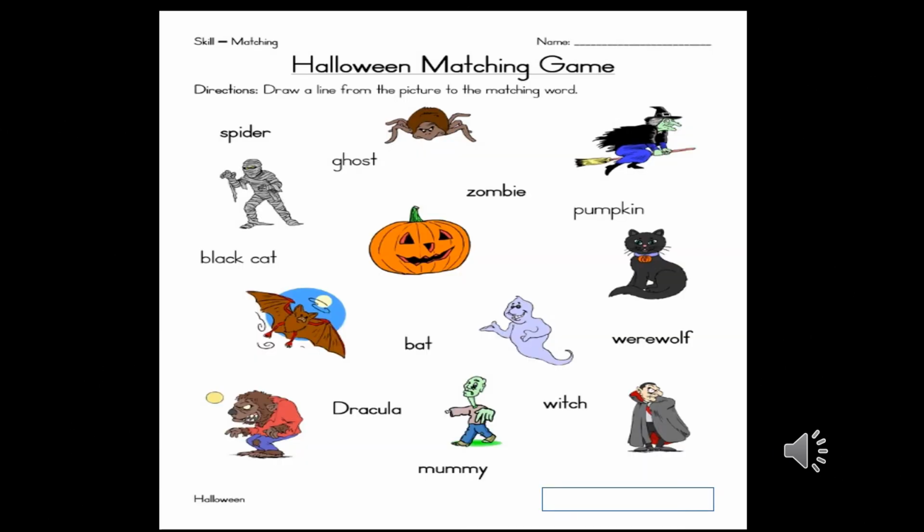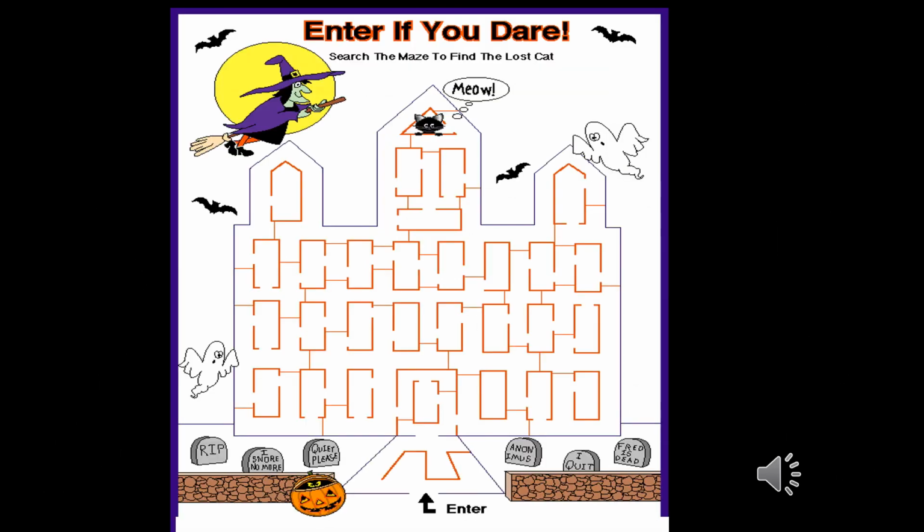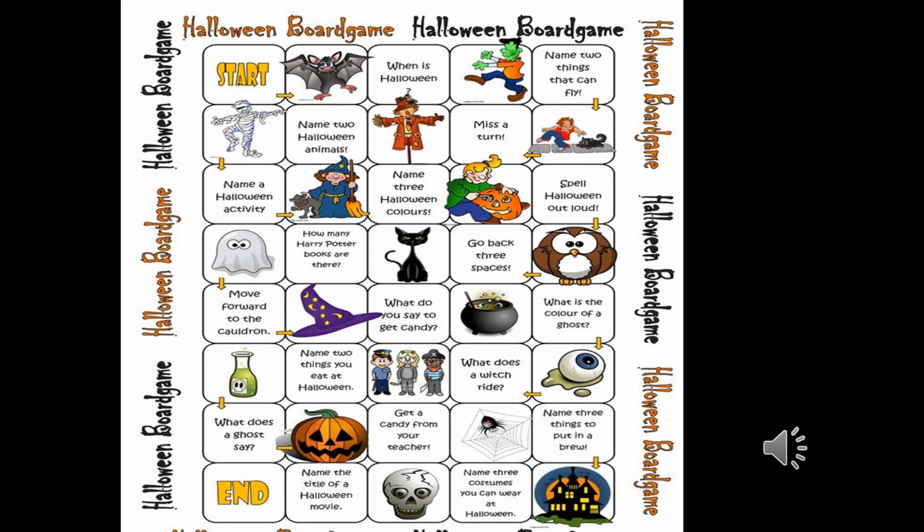Slide 18, Halloween matching game. Directions. Draw a line from the picture to the matching word. Slide 19, enter if you dare. Search the maze to find the lost cat. Slide 20. This worksheet might be a little difficult for some students. This is an optional worksheet. You can ask, when is Halloween? Name 2 things that can fly.